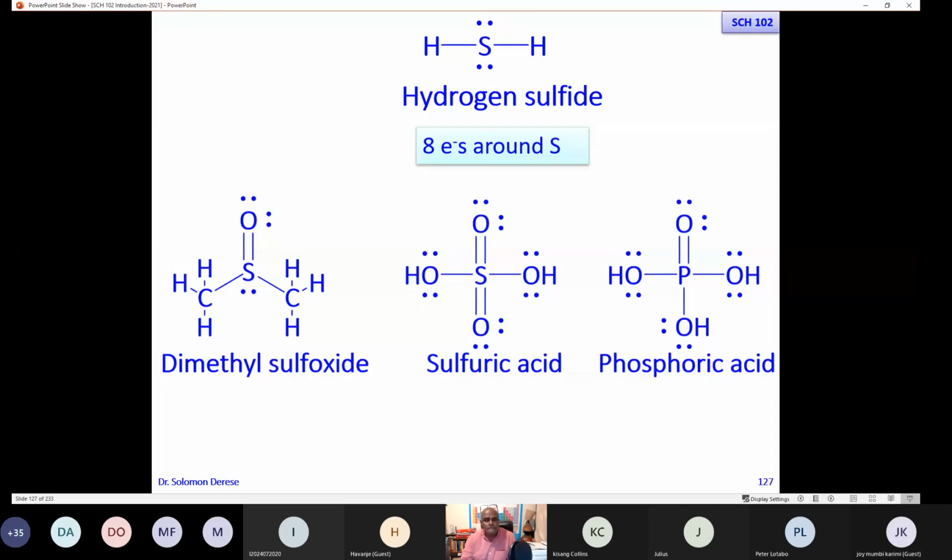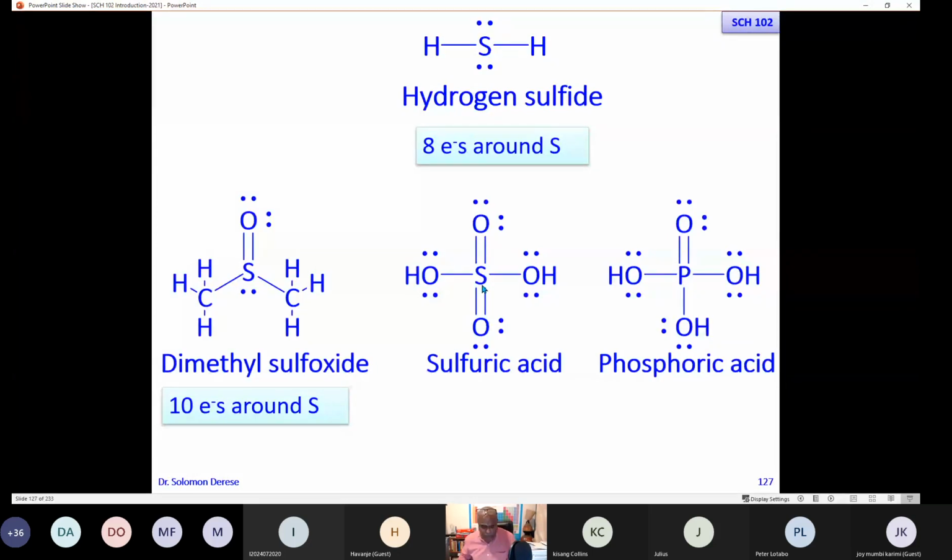10, because you have these 2 lone pairs of electrons, 2, and then 4 electrons as a result of the double bond, and an additional 4 electrons as a result of the 2 single bonds between the sulfur and the carbon. So 10 electrons around the sulfur. This is a valid Lewis structure for dimethyl sulfoxide, where the sulfur has more than 8 electrons. It has an expanded octet of electrons.